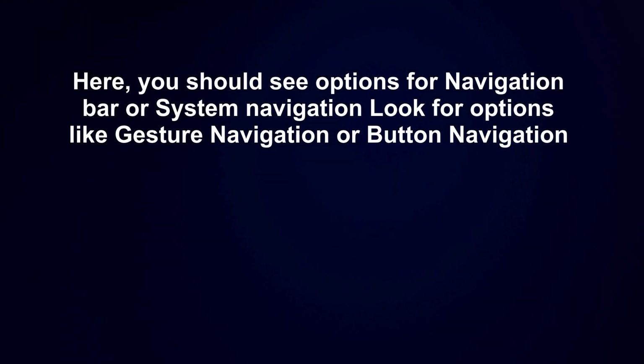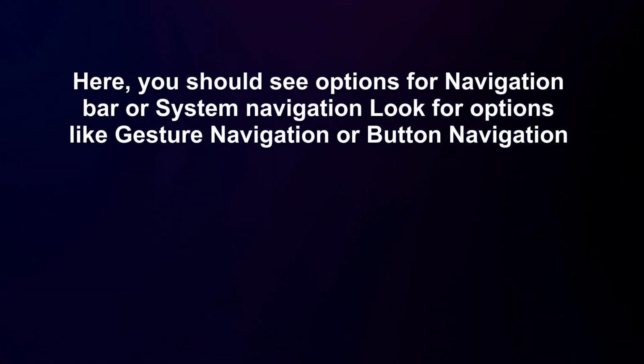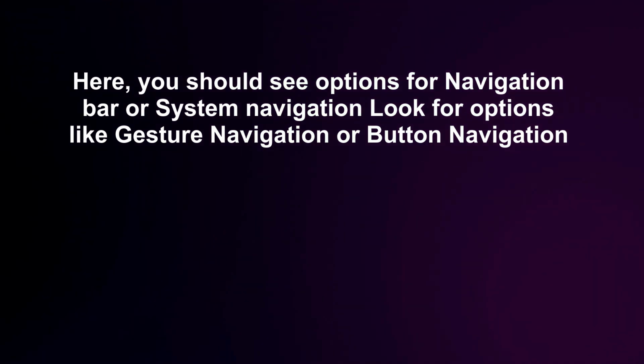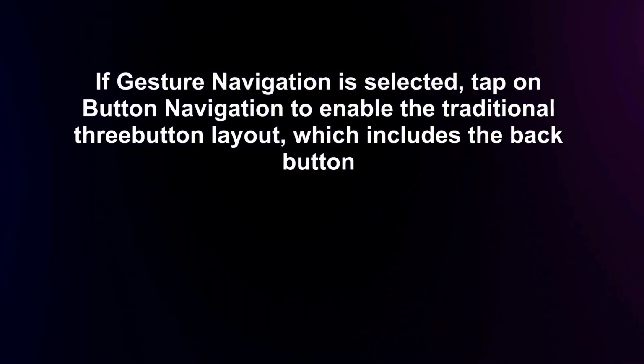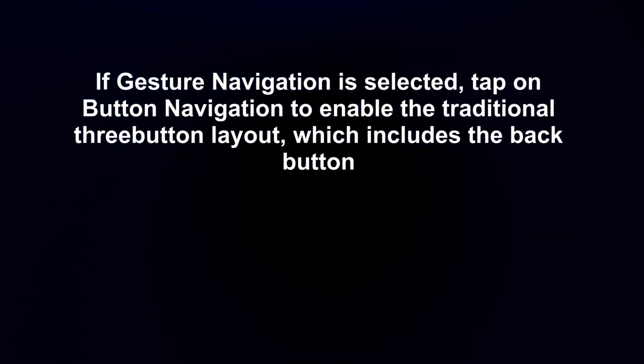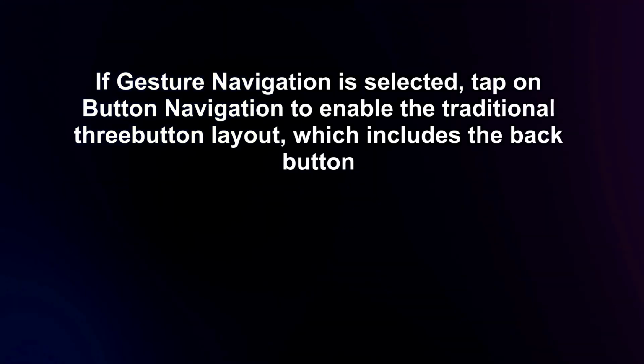Tap on it. Here, you should see options for navigation bar or system navigation. Look for options like gesture navigation or button navigation. If gesture navigation is selected, tap on button navigation to enable the traditional 3-button layout, which includes the back button.